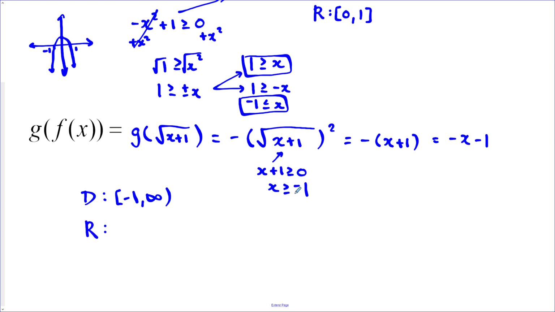If -1 is put in here, then this is 0, squared is 0, squared is still 0, negative is still 0. So our smallest range value would be 0. You can also check this graphically using your graphing calculator. The next point is if x goes off to infinity, then we've got infinity going on here, and the square root of infinity is still infinity, squared, and so infinity.